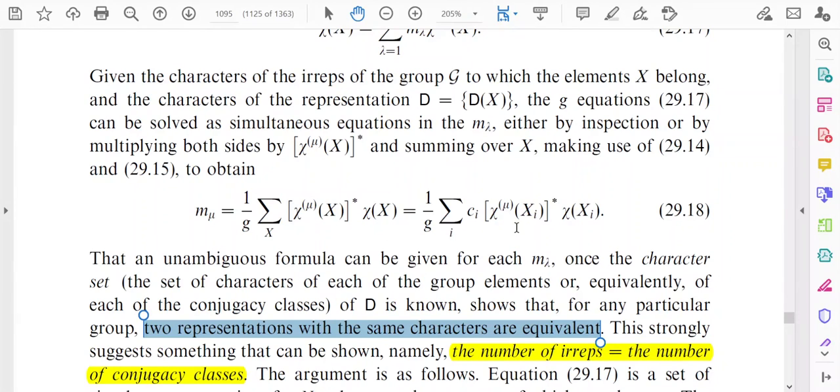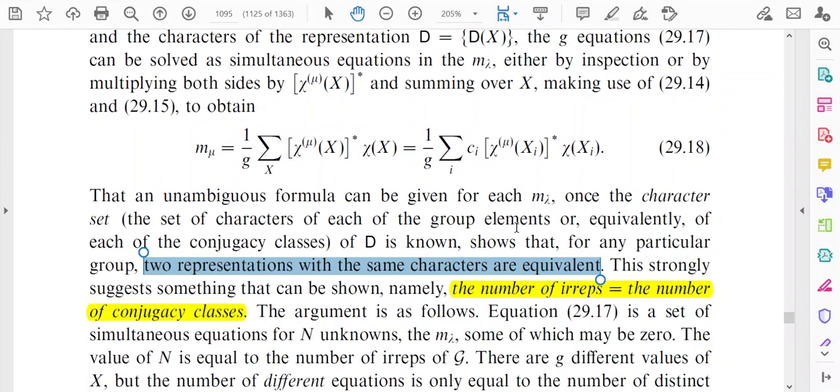I will discuss one example where the meaning of this equation will be more clear to you. But one thing to note is that this unambiguous formula can be given for each m_lambda once the character set of D is known. When we know the character set of D, then we can use this formula, and it shows that for any particular group, two representations with the same characters are equivalent. This strongly suggests something that can be shown: the number of irreducible representations is equal to the number of conjugacy classes.